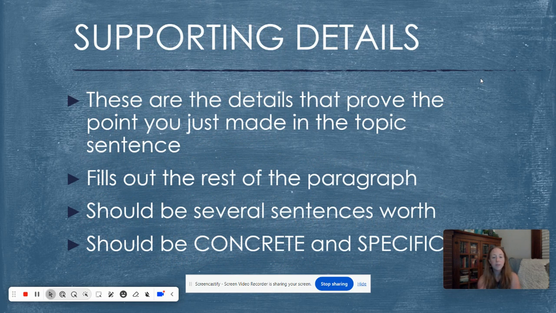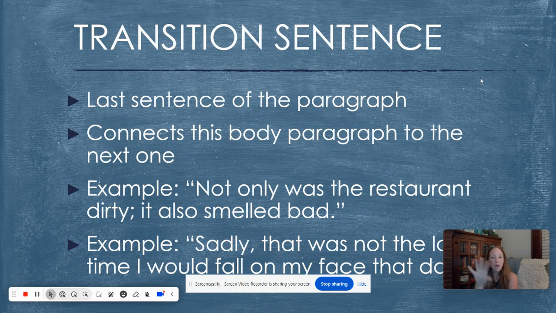Then you're going to go on with those supporting details. And these are going to prove the point you just made in the topic sentence. This fills out the rest of the paragraph. It should be several sentences worth, and it should be concrete and specific. You're going to use lots of details here. And then you're going to wrap that up in the last sentence of the paragraph which is your transition sentence. And that's going to connect your current body paragraph to the next one.